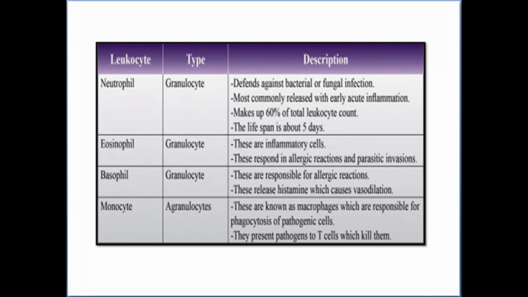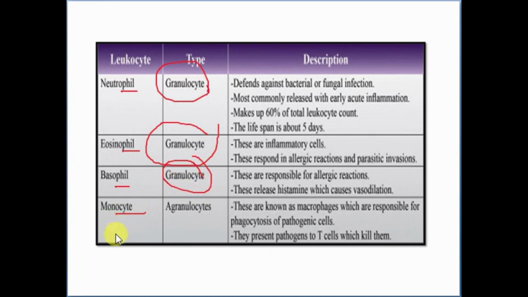Here it is written granulocytes and agranulocytes. Neutrophils are granulocytes, eosinophil is also a granulocyte, monocyte is an agranulocyte. Now what do granulocyte and agranulocyte mean? Granulocyte means presence of granules, and agranulocyte means no granules will be there. How will we remember this? You can notice that all these WBCs which end with "phil" are granulocytes.